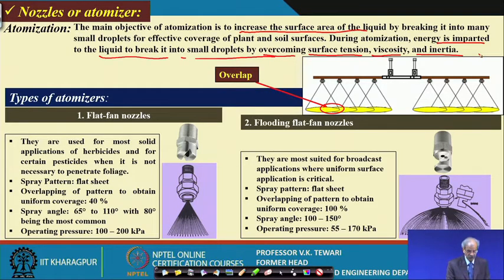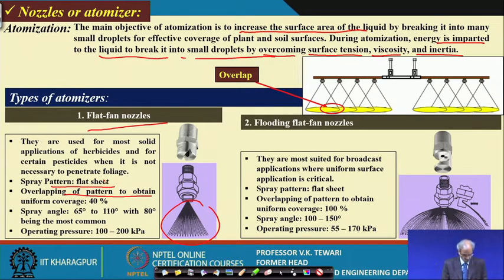Now, let us talk of the different types of nozzles. What is there in the nozzle? See, the nozzles could be flat fan nozzles. That means when the deposition takes place, it will be like this. You can see the fan, just like a fan, if you have seen flat fan nozzles, where the spray pattern is a flat sheet type.